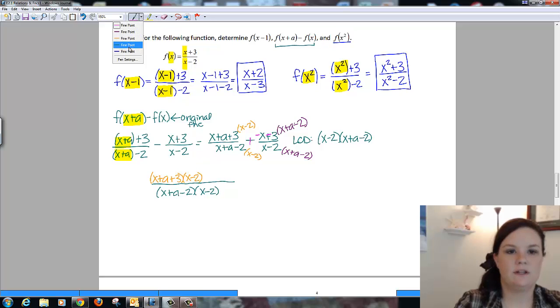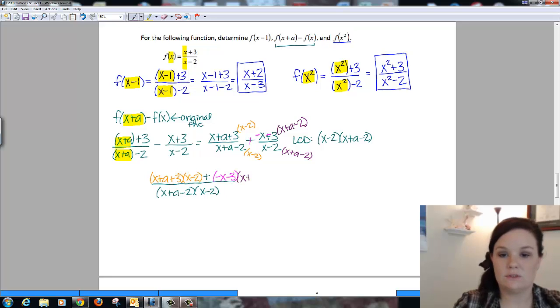Okay, so I'm going to put down here that I'm adding, and when I changed that to a plus, I had to distribute that negative to both terms here. So I have negative x minus 3 times the denominator that term was missing, which was x plus a minus 2.